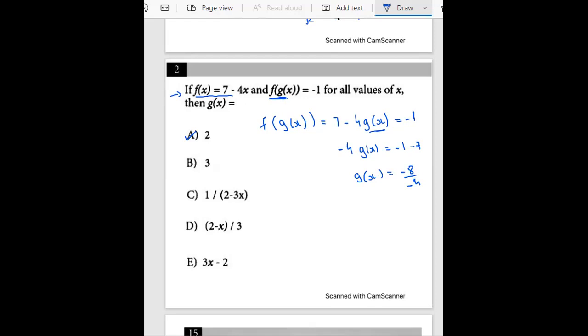In this question, we had this equation. So using this equation, we could easily tell that g of x is 2, just by using the concept of composite function. Did you understand how I plugged in g of x instead of x? Yes, ma'am. Okay, all right.